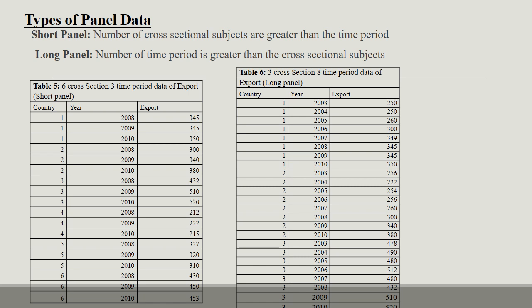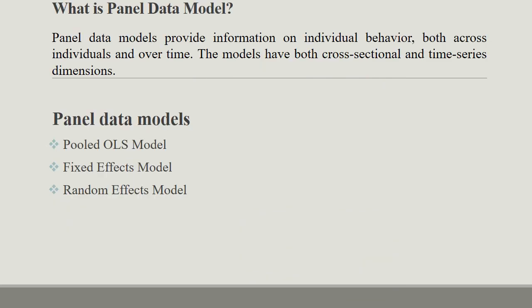Now here in table 5, 6 cross-sections and 3 time periods of export data are given. 6 cross-sections means 6 countries and 3 time periods, that is 2008, 2009 and 2010. It is an example of short panel. In table 6, 3 cross-sections and 8 time periods of export data are given. Here the number of cross-sections is less than the number of time periods. That is, this kind of data is an example of long panel.